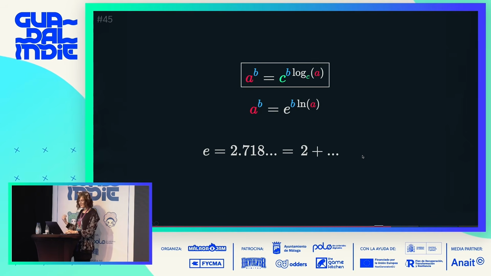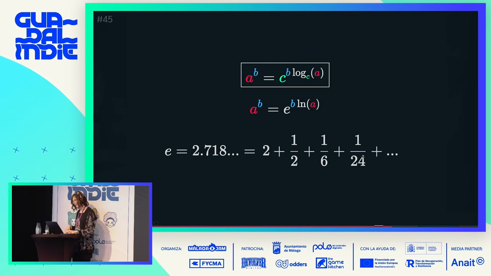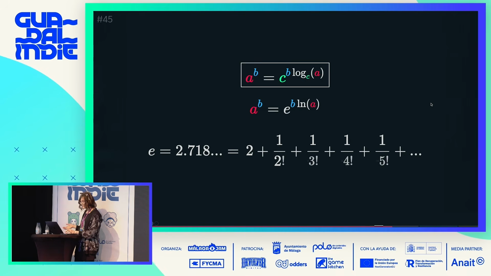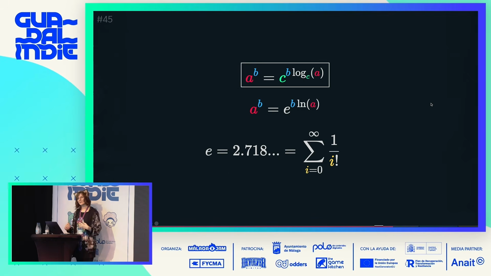If you want to calculate that number, you can just do 2 plus 1/2 plus 1/6 plus 1/24 plus 1/120, and just continue that sequence forever. That is the factorial sequence, so 1 over 2 factorial, 3 factorial, and so on. You can write that as a single for loop if you want to, iterating from 0 and upwards, and then you just add all of those together. This is how to calculate e if you want to do that. Don't tell Zeno that you have to do an infinite number of calculations here.